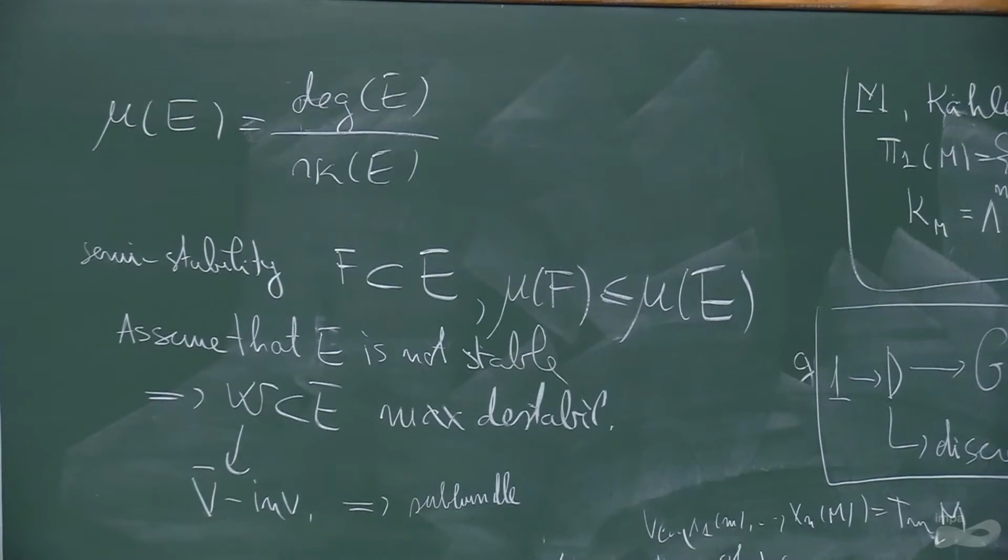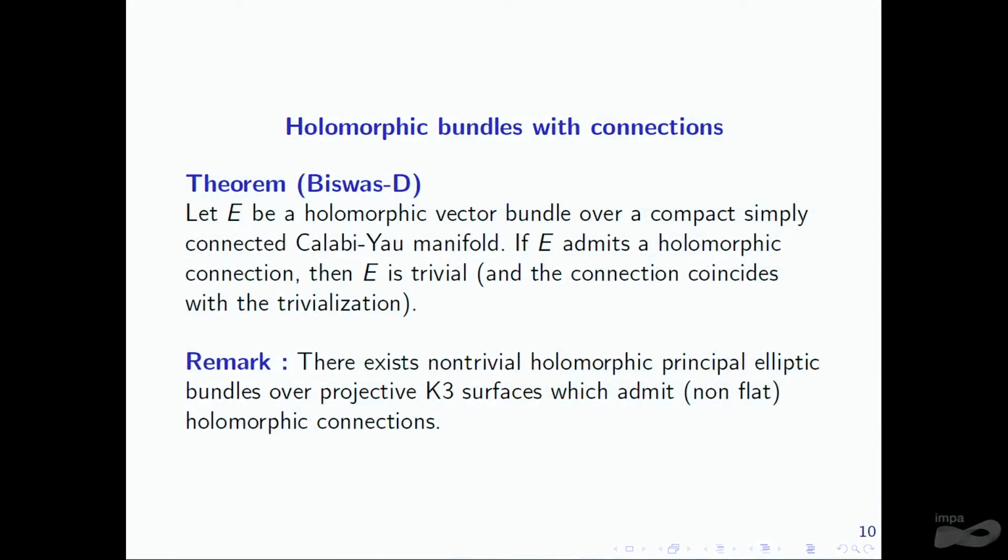And somehow it is also interesting to notice that Atiyah's question has some limits, in the fact that if you ask the same question for principal bundles, you have elliptic bundles over projective K3 surfaces which admit a connection, but the bundle is not trivial. So it's not a product. They do not admit flat connections.